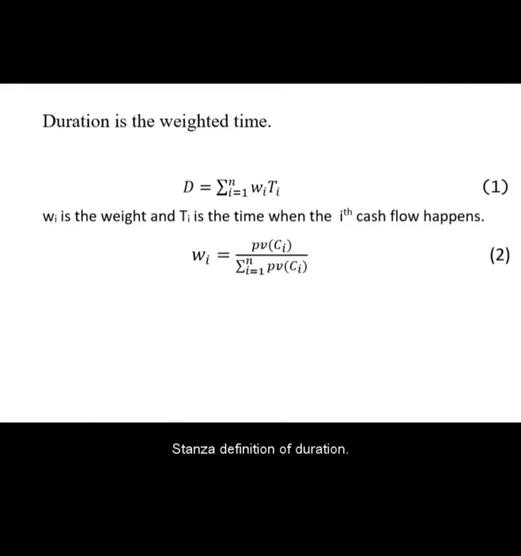Here's the definition of duration. Duration is the weighted time. So D equals W1 times T1 plus W2 times T2 plus until Wn times Tn. Wi is the weight and Ti is time when the ith cash flow happens. So what is the weight? For example, W1 equals the present value of first cash flow divided by price of the bond.